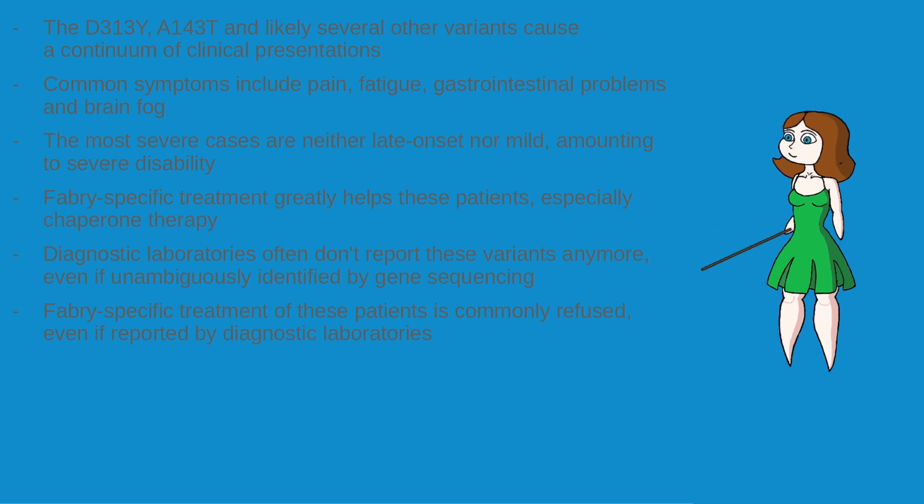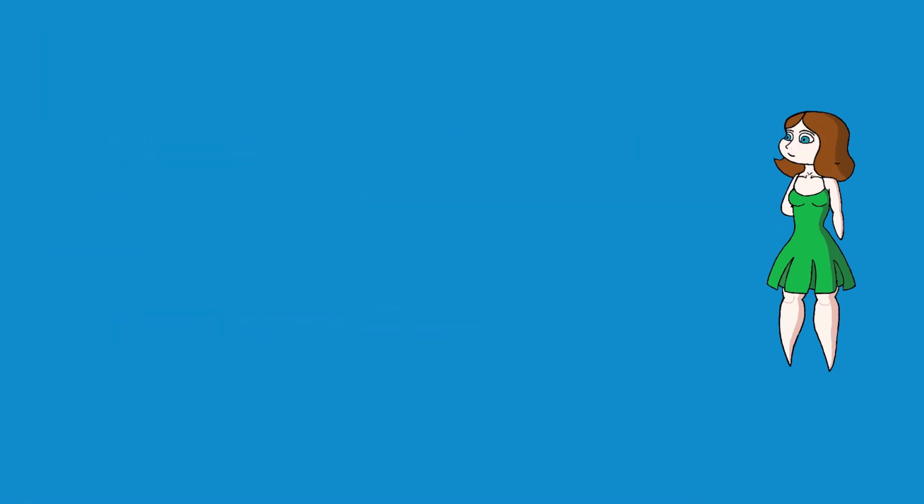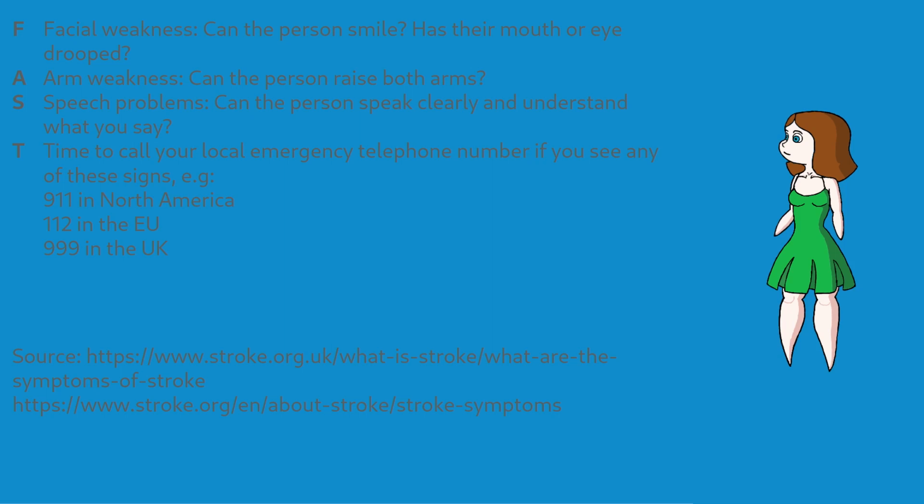Diagnostic laboratories often don't report these variants anymore, even if unambiguously identified by gene sequencing. Fabry-specific treatment of these patients is commonly refused, even if reported by diagnostic laboratories. So, if we can't get diagnosed and we can't get treated, what can we do? First of all, we are dealing with a risk factor for stroke, and in case of stroke, time matters. That's why we should learn to recognize one quickly.